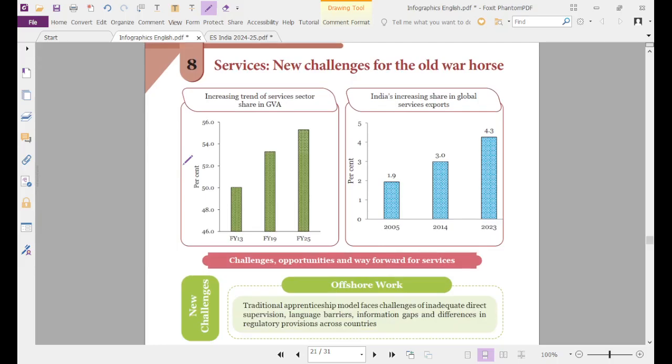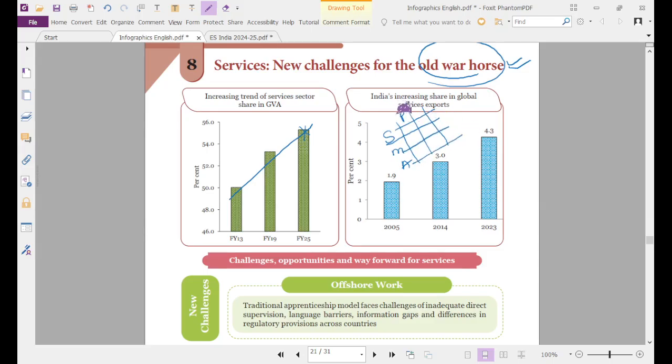Service: new challenges for the old workhorse. As we were discussing, the service sector has been at the forefront of putting India on the global map of the economic growth story, and it has been the top recipient of FDI share. This is a very important topic. We have the service sector, the manufacturing sector, and the agriculture sector. This is an important table because we've been repeatedly talking about it.